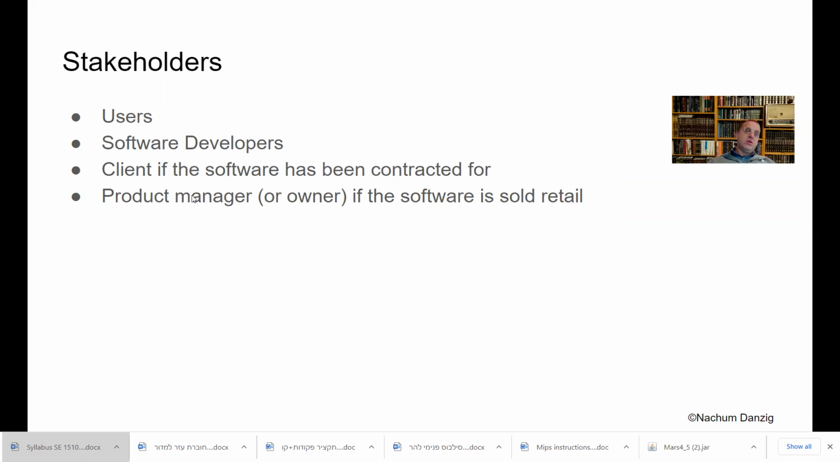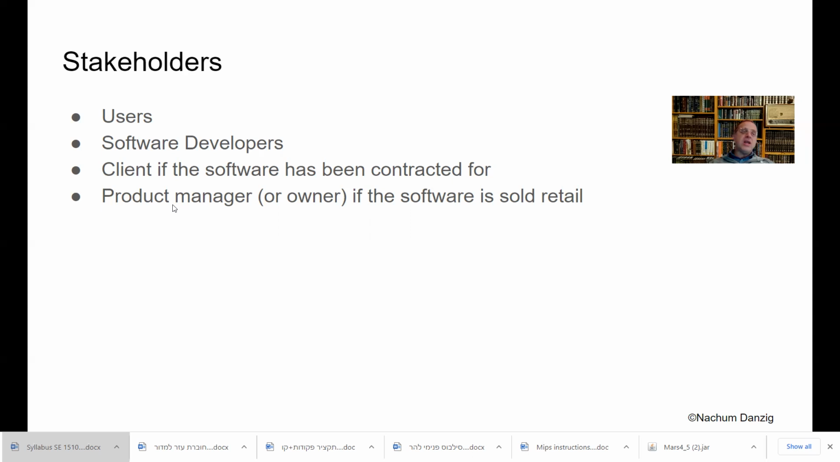Product manager, or owner if the software is sold retail. So this is actually an interesting thing. When I worked at a company, we had a person whose job was not project manager, but product manager. Now, the product manager usually shouldn't be the owner. It could be the owner if it's a very small company, but it should be a separate person. And his job, if it's retail software, what I mean by retail is that it's made for the general public, it wasn't contracted for.